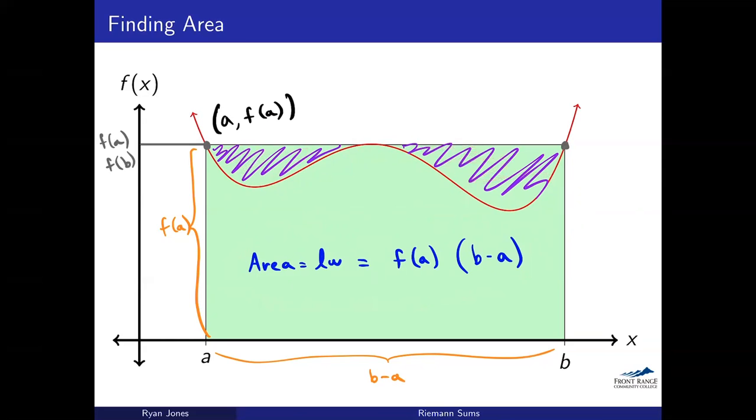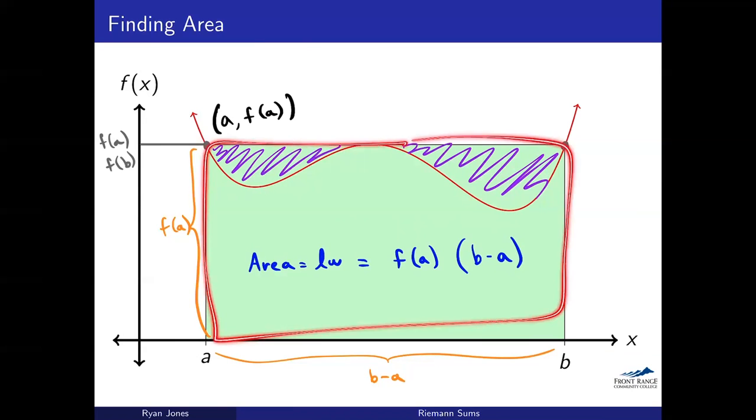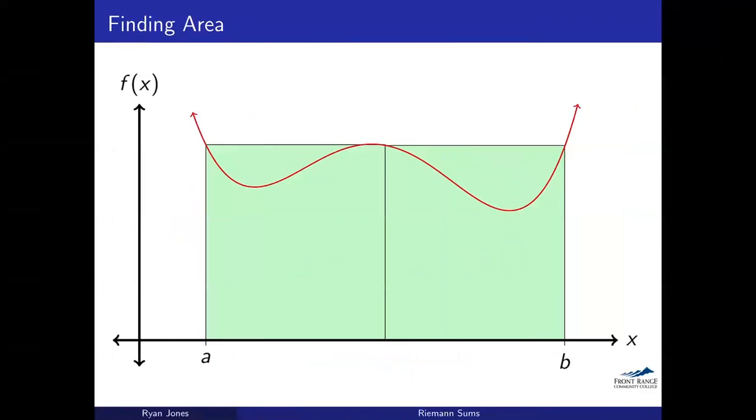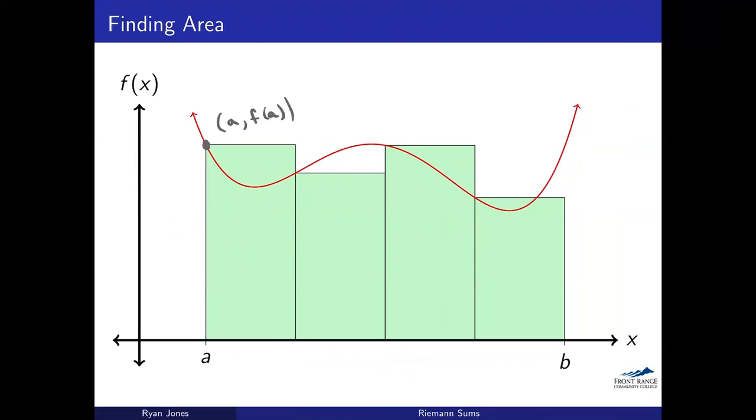So what we might do is instead of just having one rectangle, we might switch to having two rectangles. Or we could even switch to having four. I'm going to skip over the two rectangle scenario and jump right to this four rectangle scenario. In this scenario, what we see is, again, I have a point right there, a comma f of a. I'll go ahead and mark that.